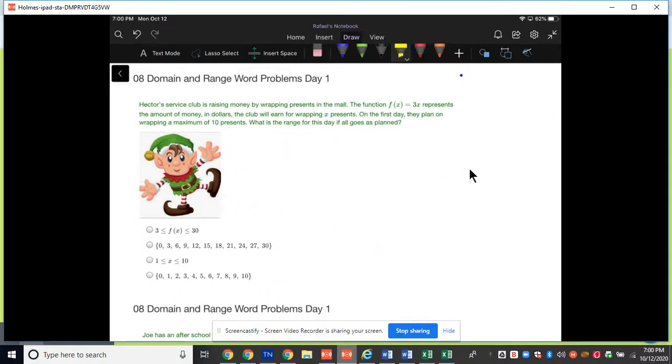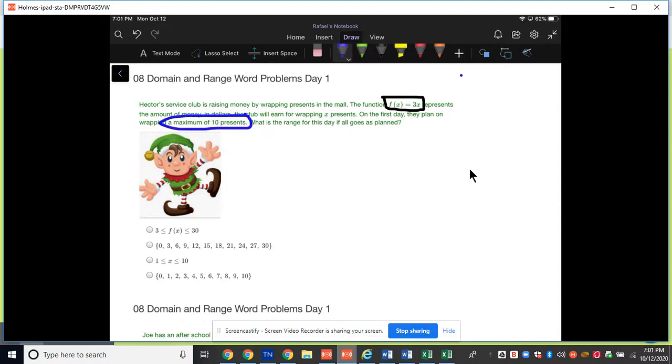Hector's Service Club is raising money by wrapping presents in the mall. The function f of x equals 3x, always put a box around that equation if they give you one, represents the amount of money in dollars that the club will earn for wrapping x presents. On the first day, they plan on wrapping a maximum of 10 presents. Okay, that's important right there. I'm going to put a circle around that. Okay, a maximum of 10 presents.